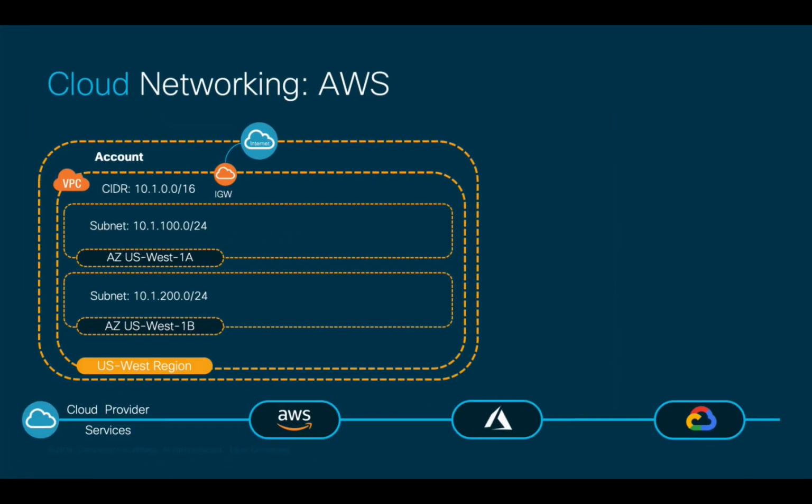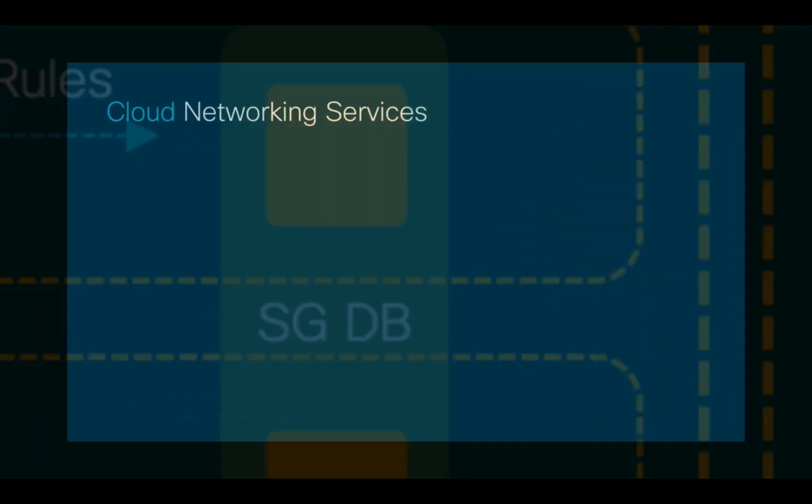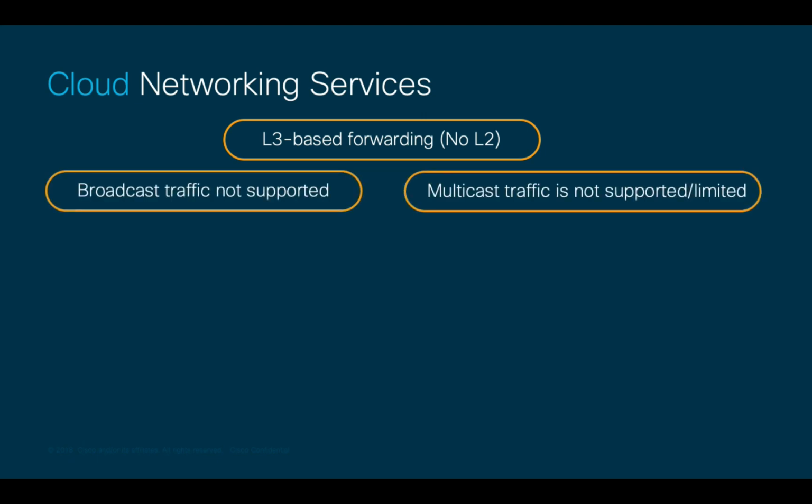If we take a look at this diagram taking AWS as reference, instances in the web security group will have free communication between them, while communication from the web security group to the database security group, or even the internet, will require specific rules to be manually defined by the administrator. It is important to mention that cloud networking services are entirely based on Layer 3, meaning that there are no Layer 2 forwarding configurations, such as VLANs, broadcast traffic is not supported, and multicast is either not supported or limited depending on the cloud provider you use.